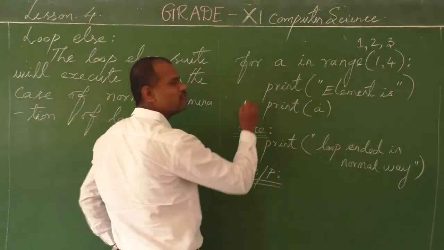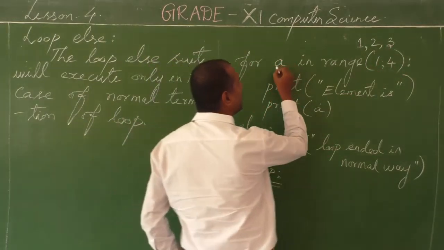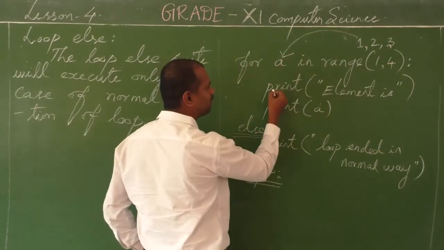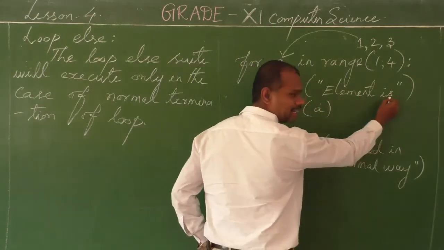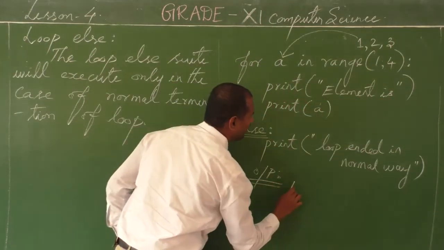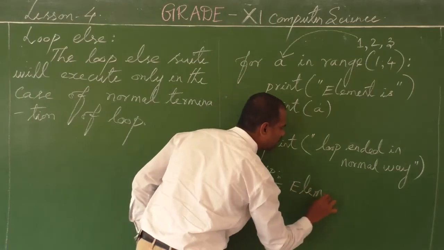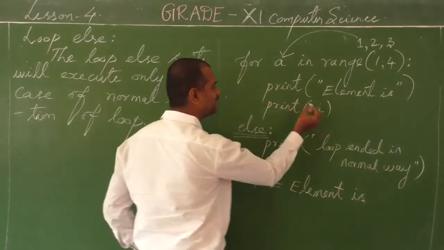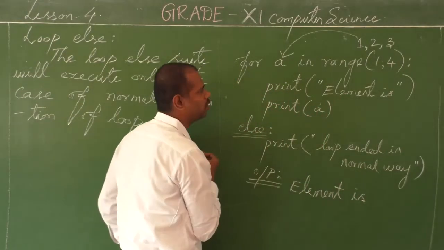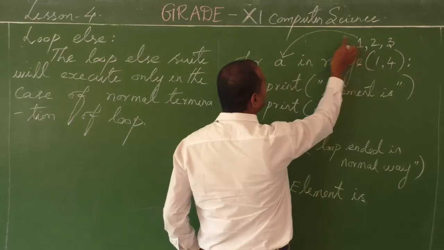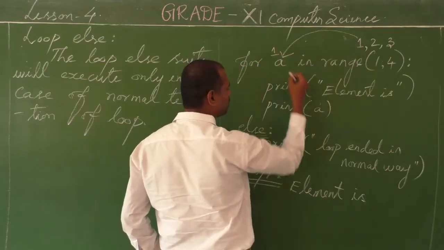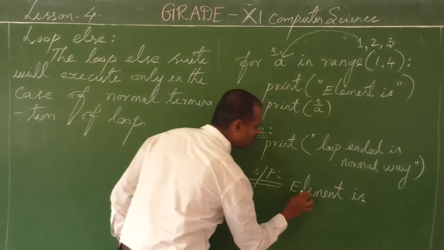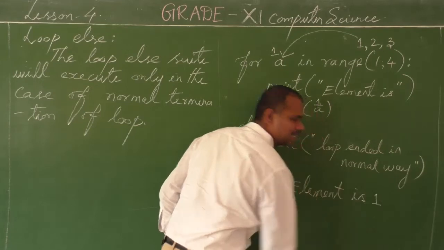So in the first round, the A value is 1. Got it? Then you come here, and the element is will be printed. So what is the output? Element is will be printed. Then print the value of A. What is the value of A? A value is 1. That's why here it will print the value 1. So element is 1 will be printed.